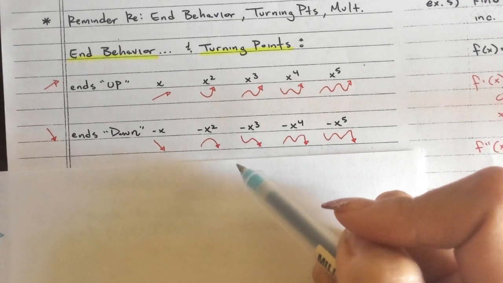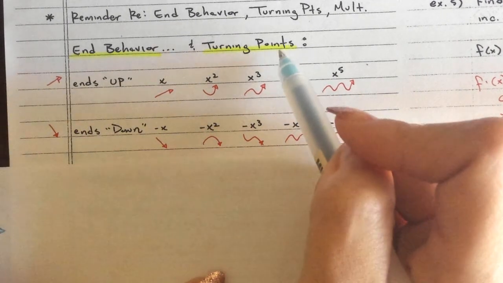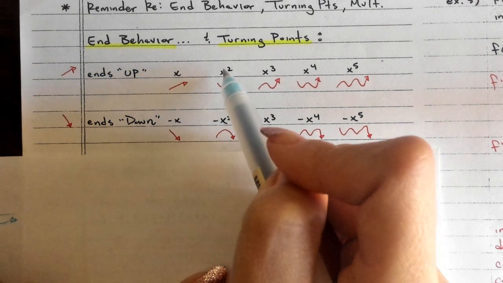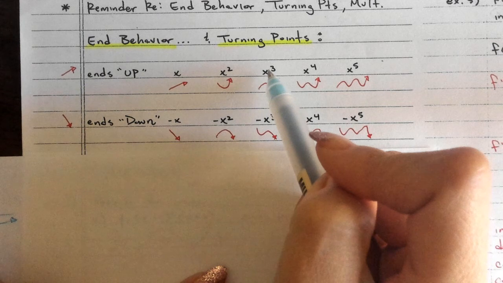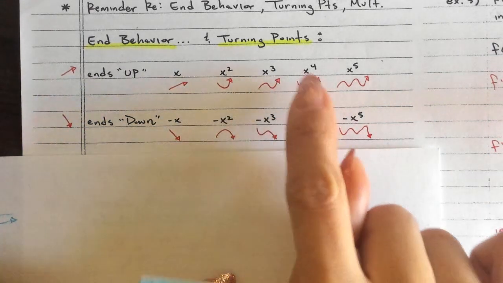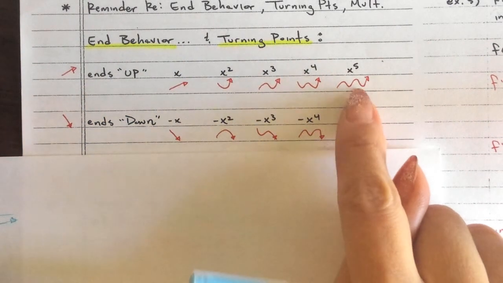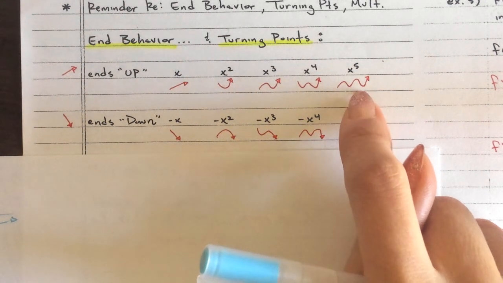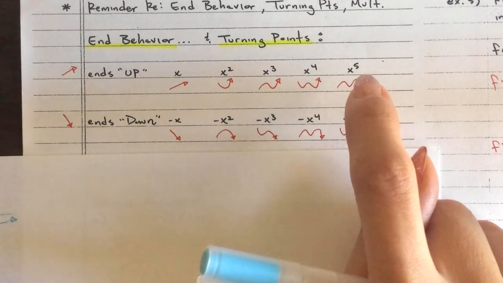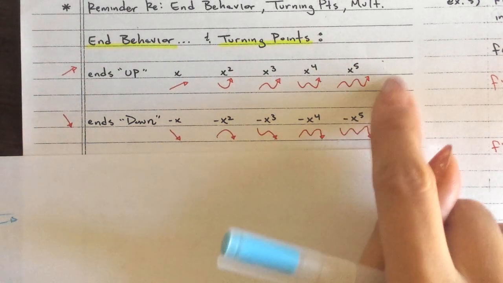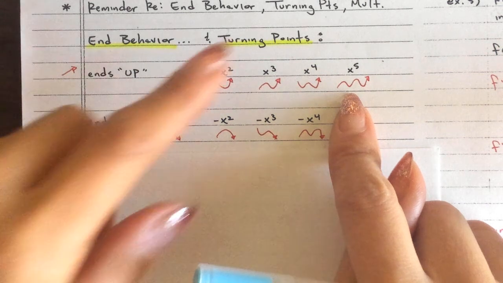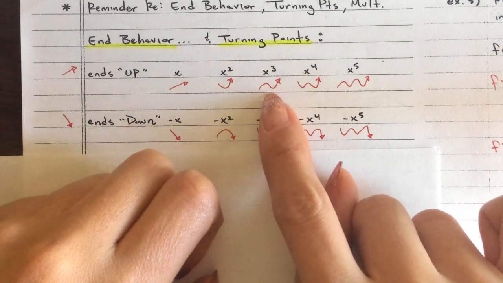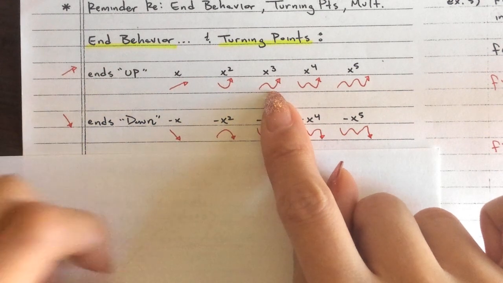So what you start to notice is with the turning points, if you have a degree 1, there's no turning points. Degree 2, you have 1 turning point. Degree 3, you have 2 turning points. So you don't have to have 4 turning points for x to the 5th, but you have to have 4 turning points or 2 turning points or 0 turning points because you have to end up. So you can have up to 4 turning points. You can have up to 3 turning points. You can have up to 2 turning points, okay?